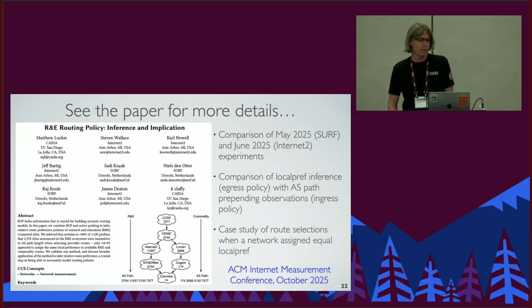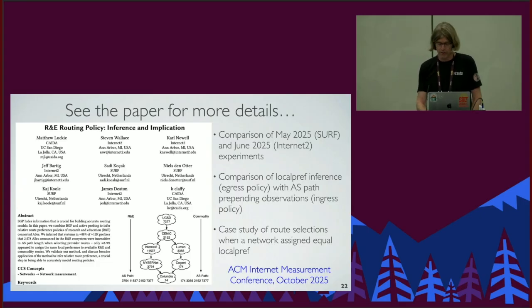With friends at SURF, we also looked at whether we see things differently if we announce the route in SURF. We basically see the same thing. We look at path prepending policies of routes that are being announced by R&E networks and correlate them with local preference assignments. And then we look at what happens when R&E networks assign equal local preference values. So go and take a look at that paper.